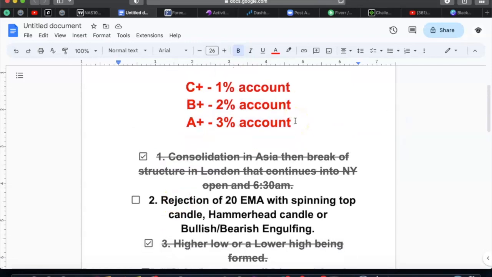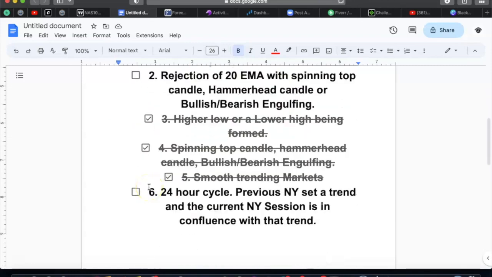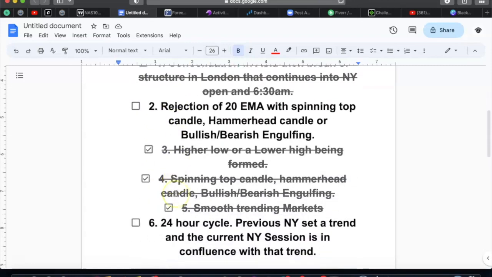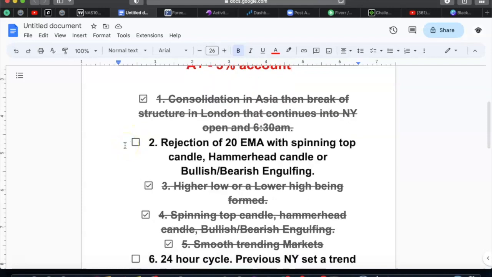I'm risking 2% of my account. If I have 2 or 3 of these marked off, C plus trade. What about 4 or 5 of these marked off? B plus trade. All of them, that's an A plus trade, baby. You guys can fix this to whatever criteria you want, whatever makes it a perfect setup for you. This is just my personal setup. I just want to give you the guidelines of a trading checklist.